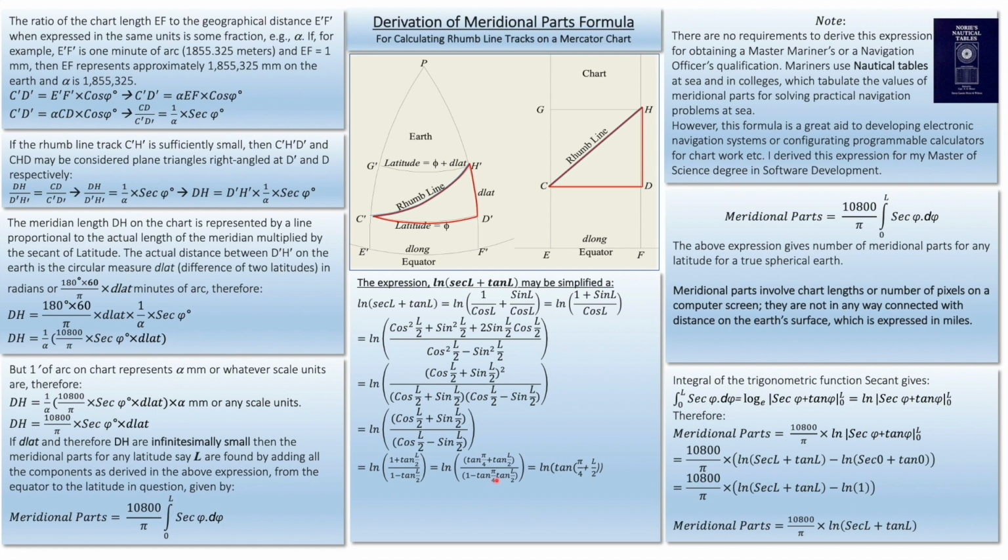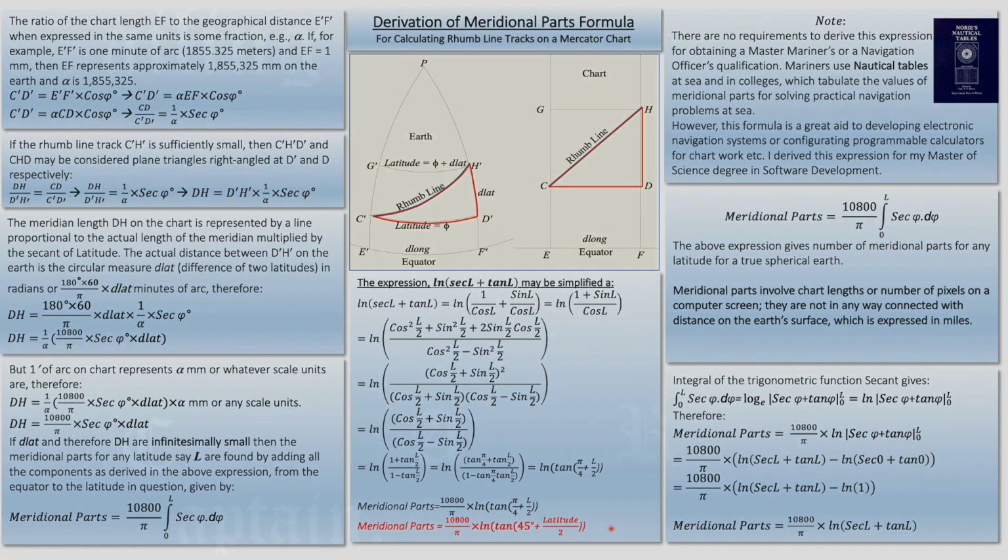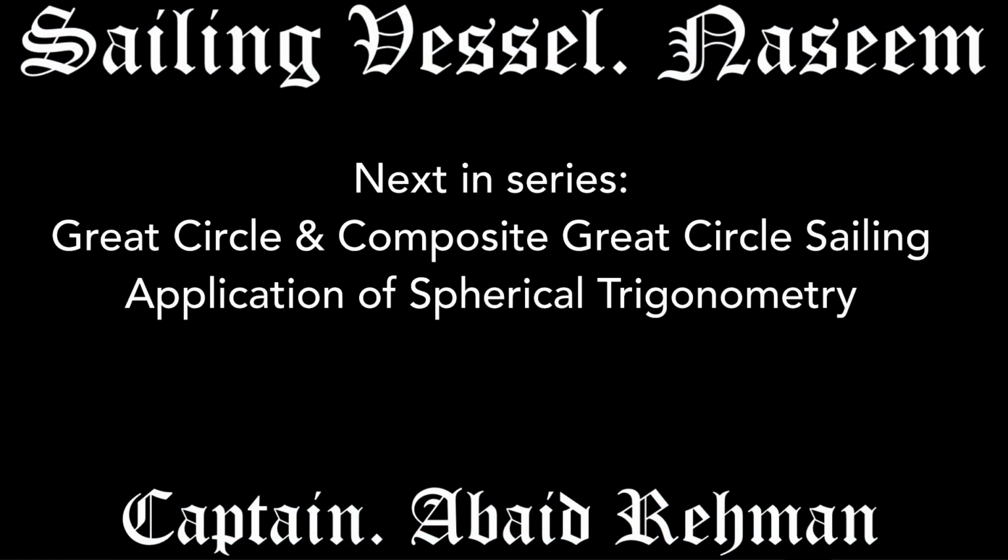I'm using tangent of pi by 4, which is equal to 1, to further simplify this expression, and eventually, as we can see, the meridional parts become 10,800 divided by pi times log of tangent of pi by 4 plus L by 2, and pi by 4 is actually 45 degrees. Therefore, we get meridional parts equal 10,800 divided by pi times natural log of tangent of 45 degrees plus latitude divided by 2. This presentation concludes an introduction to Mercator's projection and meridional parts formula.